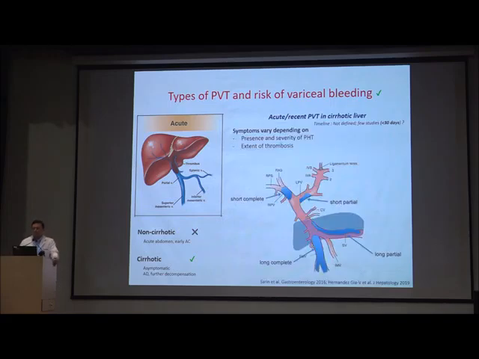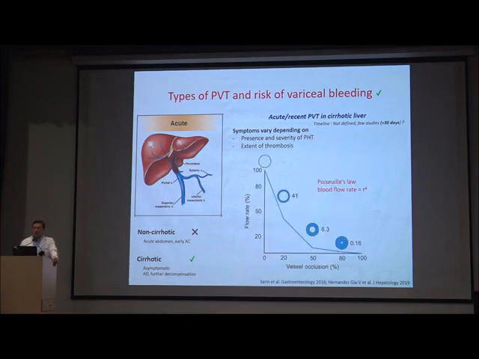The symptoms of acute PVT in a cirrhotic liver depend not only on the severity of portal hypertension, but also on the extent of thrombosis. As you can see here, the more extensive the thrombus, with complete thrombosis and extension to the SMV and the splenic vein, the lower the chances of recanalization with anticoagulation therapy.